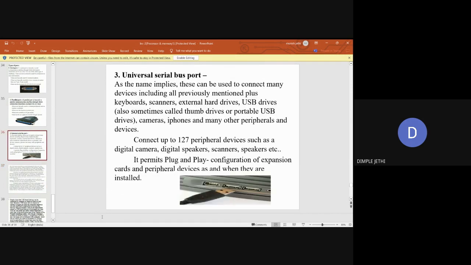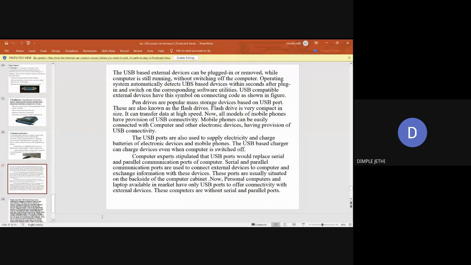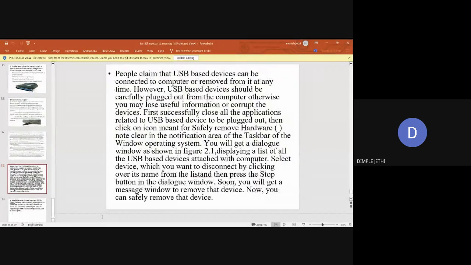So there are already cards installed for those devices. Like for printers, we have a driver, which should be installed before that. These are your ports which are used to supply electricity and for charging. Mobiles can also be connected with computers. This is all about USB ports.